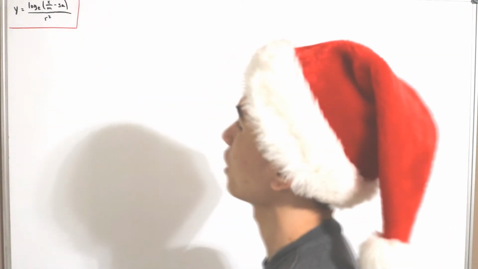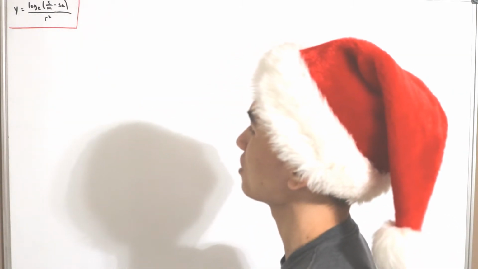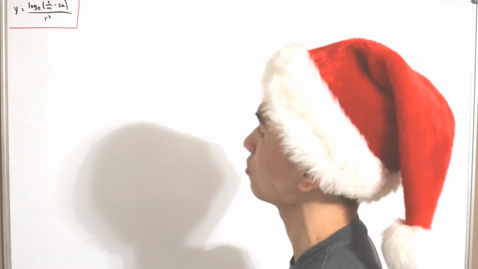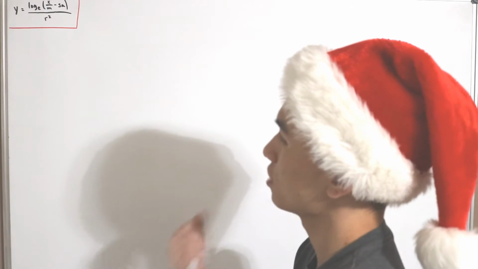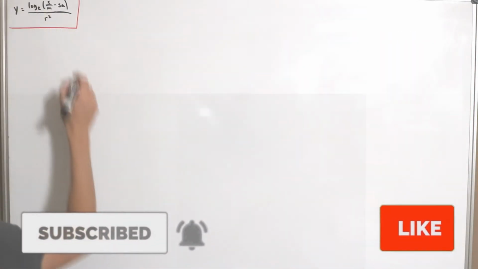So in today's video, we actually have this little equation: y is equal to the log base e of x over m minus s times a, divided by r squared. So this is a pretty standard algebra problem. So what I can do is I'll just multiply r squared to both sides.